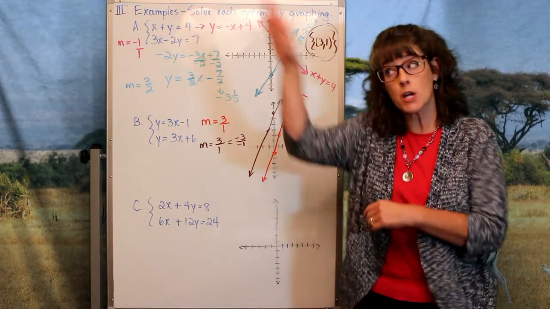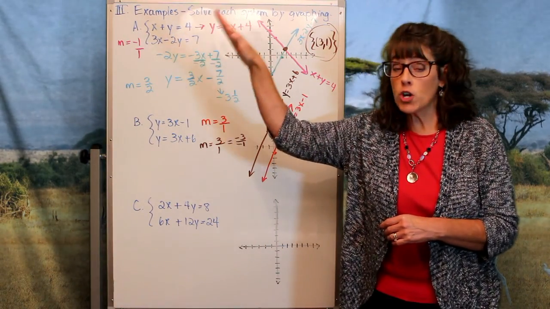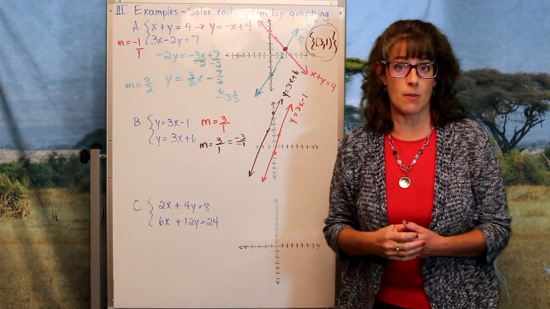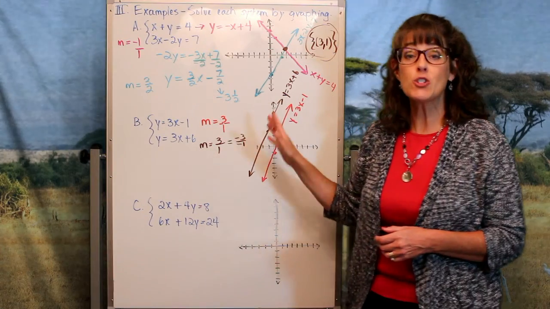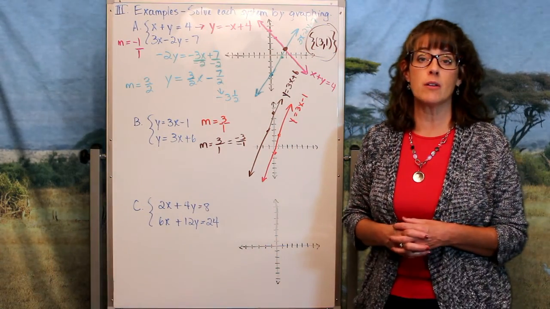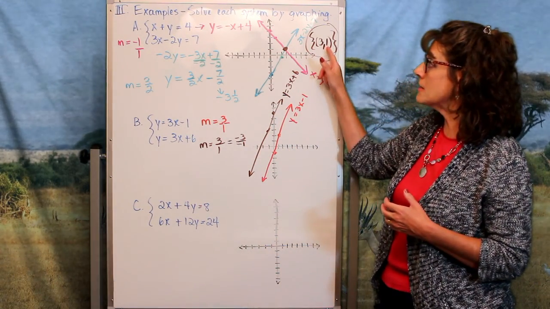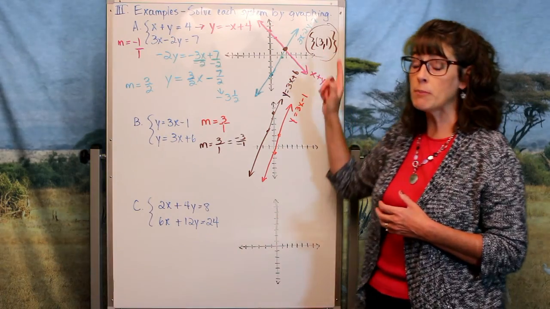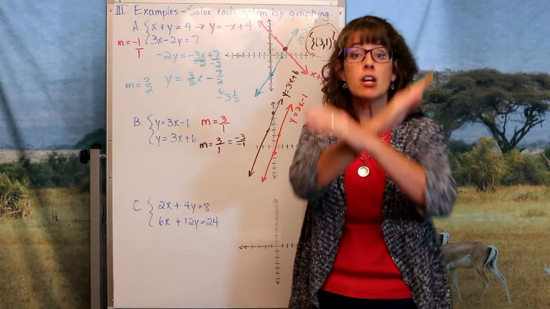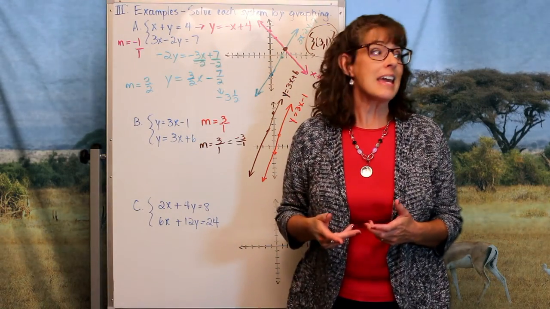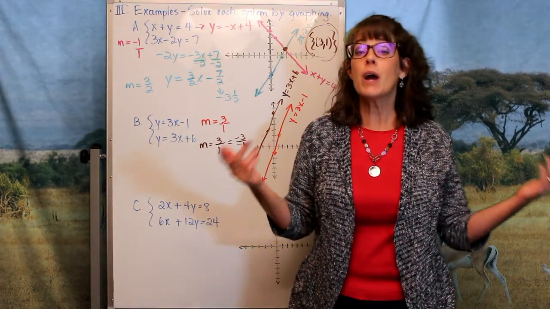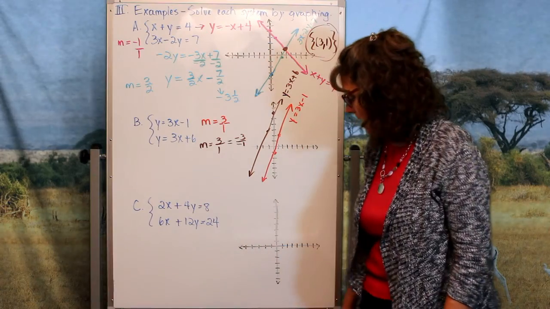Because remember, slope tells me the tilt of the line. And if they're going to be parallel, they have to tilt in the same way. Do they have the same slope? Yes, they do. So I do know that they are, in fact, parallel lines. But what does that mean about my solution to the system? Remember, I'm looking for the point of intersection. So in this picture, where is the point of intersection? If they're parallel, you're right, I'm not going to have a point of intersection.